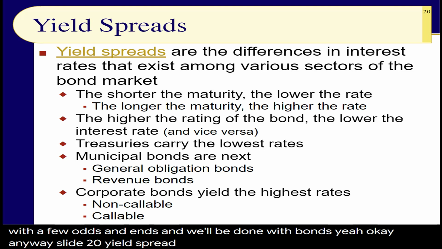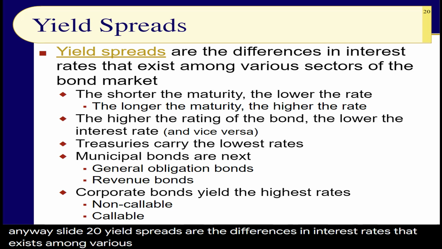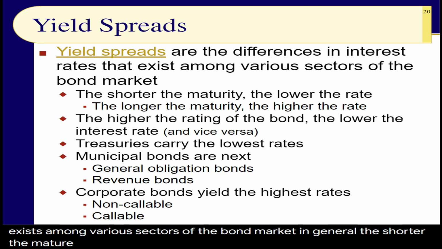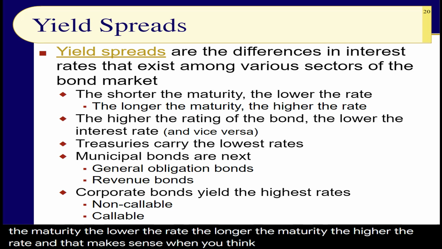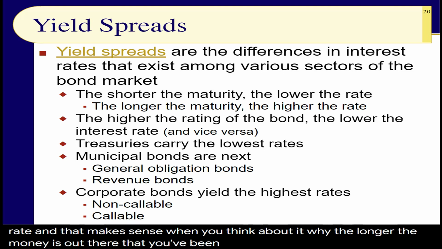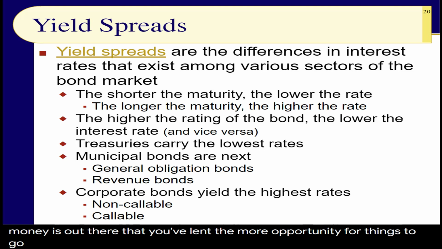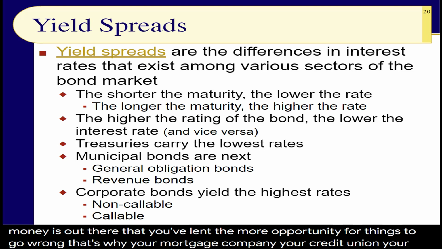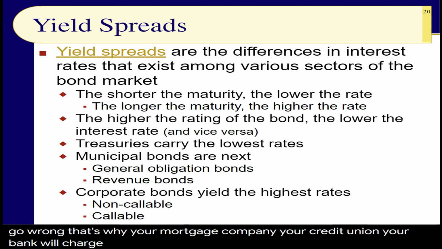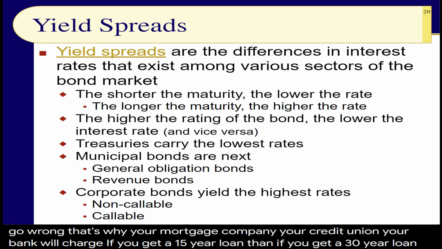Yield spreads are the differences in interest rates that exist among various sectors of the bond market. In general, the shorter the maturity, the lower the rate, the longer the maturity, the higher the rate. And that makes sense when you think about it. Why? The longer the money is out there that you've lent, the more opportunity for things to go wrong. That's why your mortgage company, your credit union, your bank, will charge you a lower interest rate if you get a 15-year loan than if you get a 30-year loan.